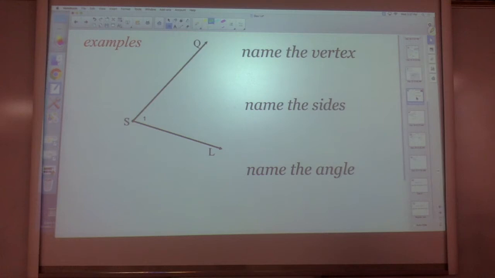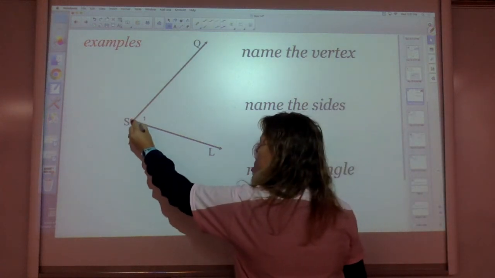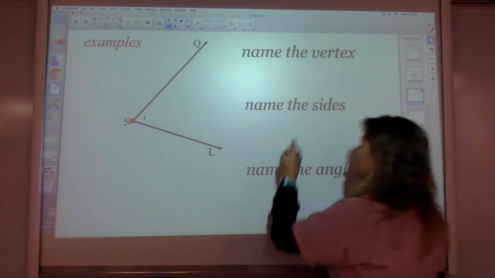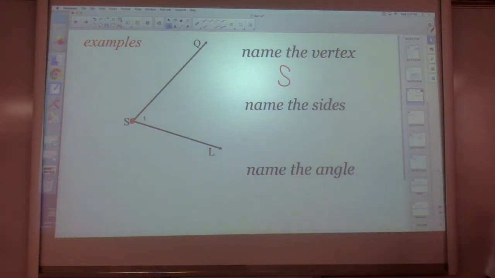So how are we going to name the parts of this angle? If it says name the vertex, go ahead and pause this and draw this out. Name the vertex. The vertex is a single point. The only thing you will write is capital S. Please don't write point S. Please don't write vertex S. It's just a plain old single S.